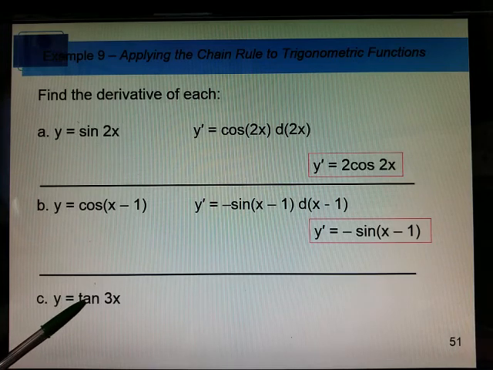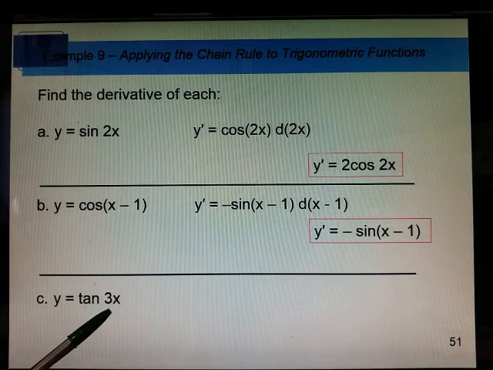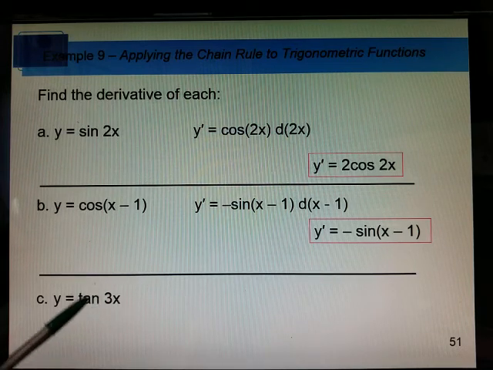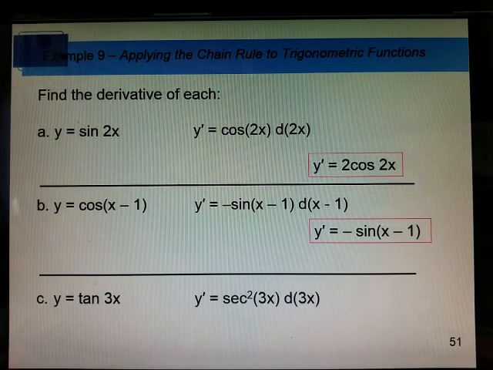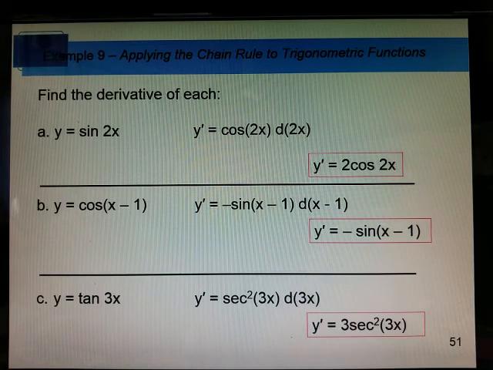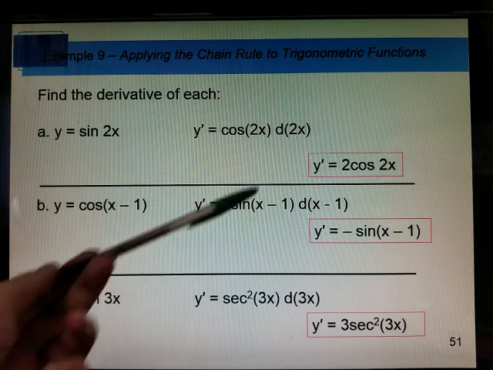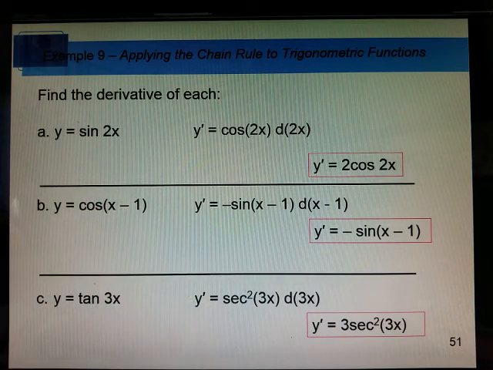Again, the derivative of the tangent is secant squared, but that's not a plain variable. So secant squared of 3x, but then times the derivative of 3x, which happens to be 3. So my answer would be 3 secant squared of 3x. So again, if these are not plain variables, you have to multiply by the derivative of that at the end.